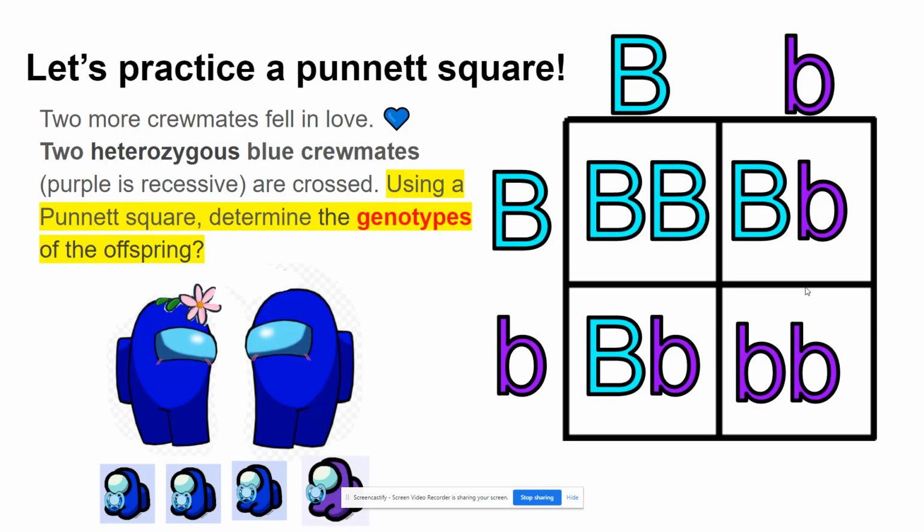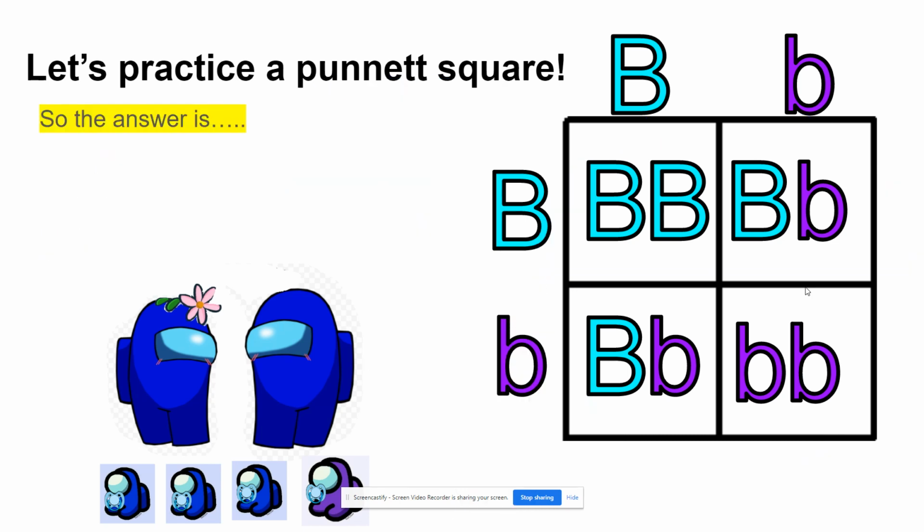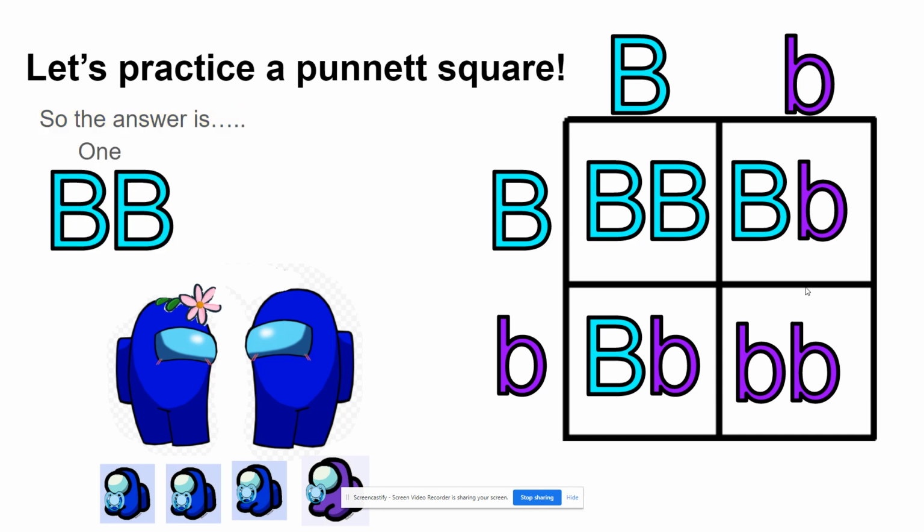If we look back at the question and they tell us to use the Punnett square and determine the genotype, we'll still go through all the combinations, pull the factors down and move them over. It'll determine that we have three blue and one purple. But when they ask what the genotype is, you phrase it in this manner. Looking at the results shown in the Punnett square, these are the actual genes. These are the genotypes.